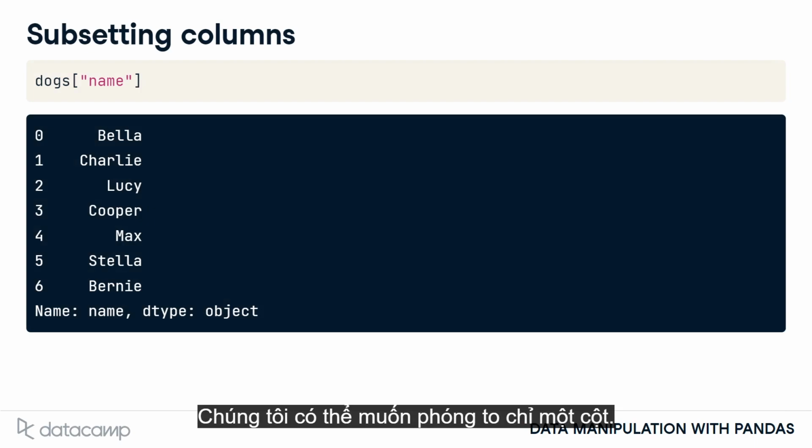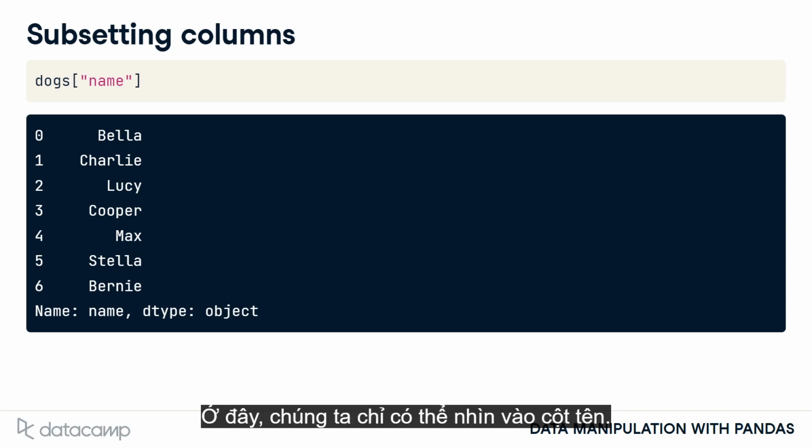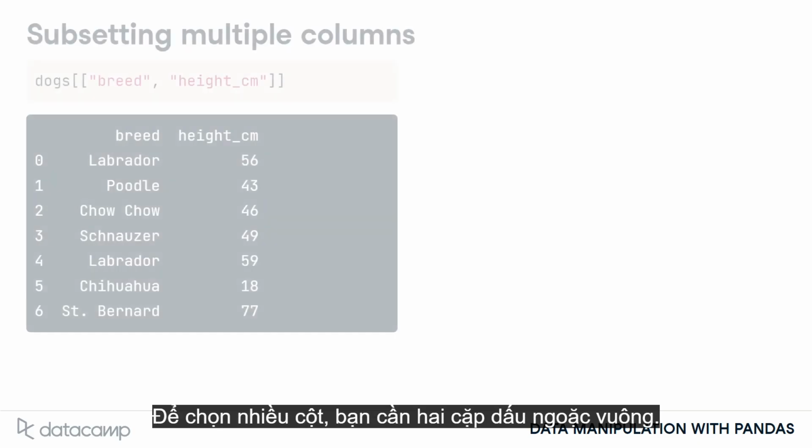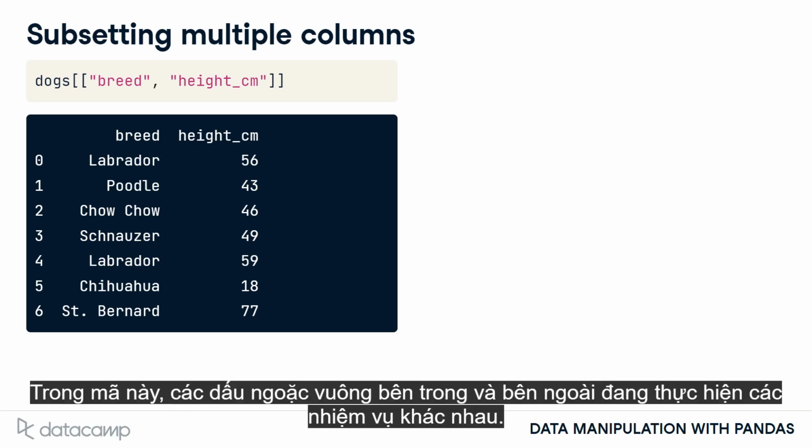We may want to zoom in on just one column. We can do this using the name of the data frame, followed by square brackets with a column name inside. Here we can look at just the name column. To select multiple columns, you need two pairs of square brackets. In this code, the inner and outer square brackets are performing different tasks.